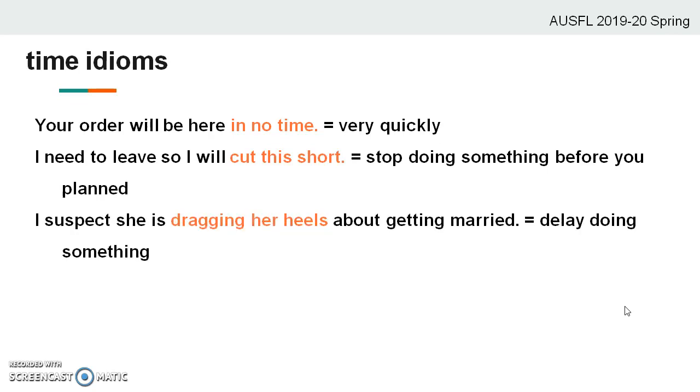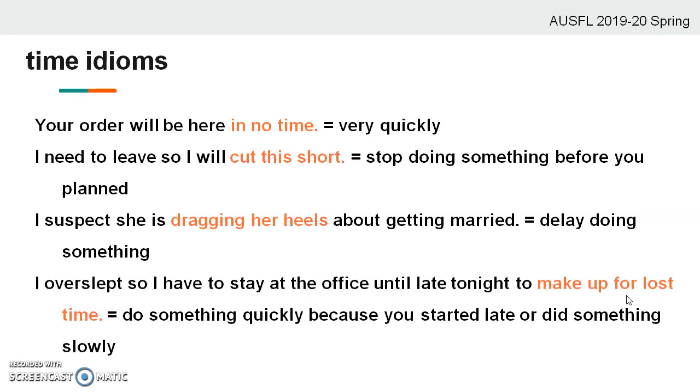Next one is, I suspect she is dragging her heels about getting married. Here, by dragging her heels, I think that person is trying to delay getting married. Next one is, I overslept, so I have to stay at the office until late tonight to make up for lost time. Here, make up for lost time, as you see, means you do something quickly because you started late or you did something slowly.